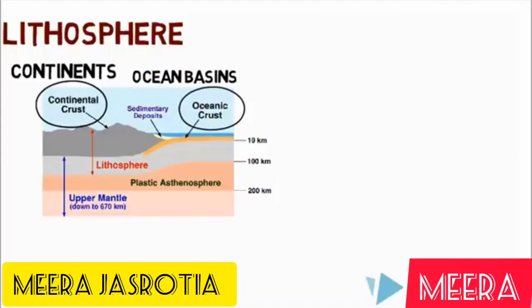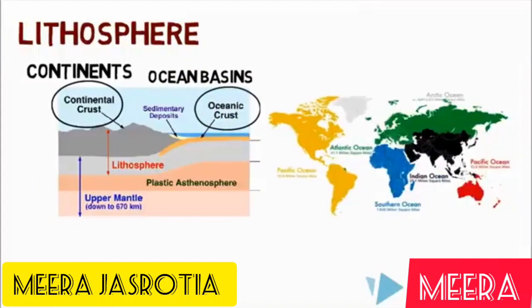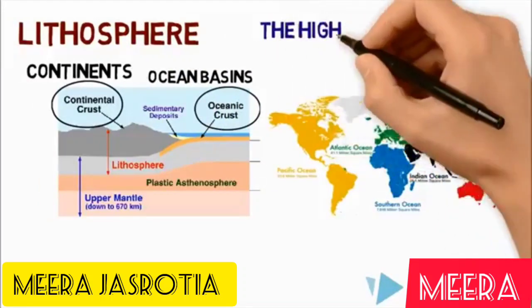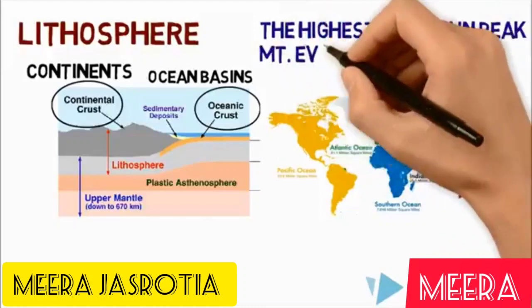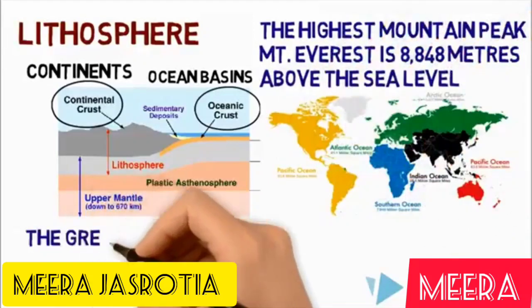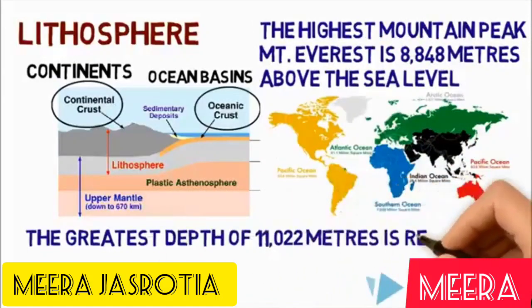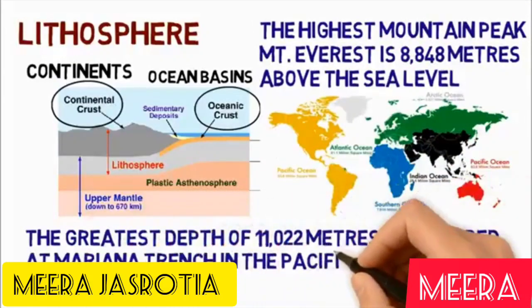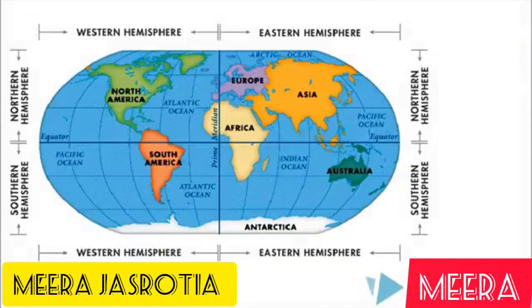The level of seawater remains the same everywhere. Elevation of land is measured from the level of the sea, which is taken as zero. The highest mountain peak, Mount Everest, is 8,848 meters above sea level. The greatest depth of 11,022 meters is recorded at the Mariana Trench in the Pacific Ocean. There are 7 major continents, which are separated by large water bodies.